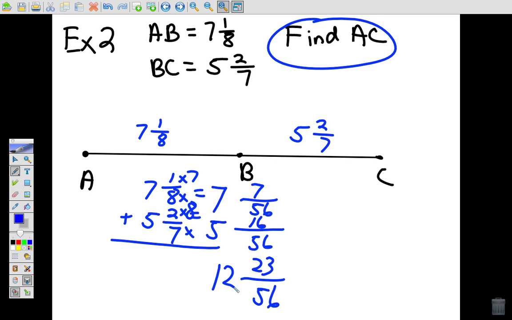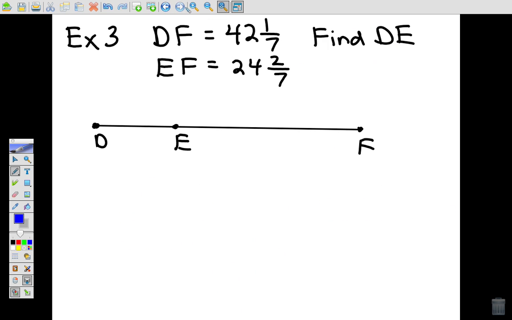Now, check this. Let's make sure the fraction part is in lowest terms. And remember, when we check it, you have to ask yourself, can I divide both the top and the bottom by 2, 3, 4, 5, 6, 7, 8, 9, or 10? And I cannot divide both of those by any of those numbers. So my answer is 12 and 23/56. All right, the last example I have, example 3.